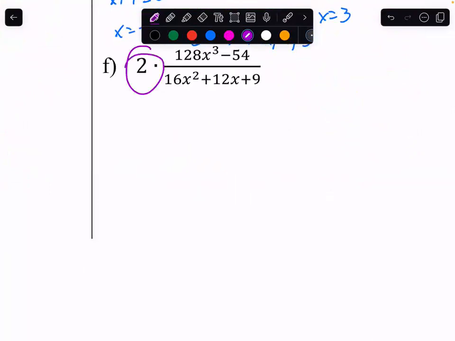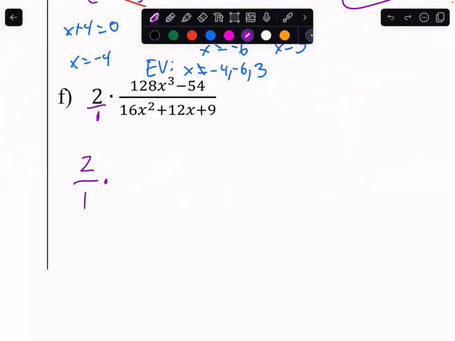So this is a multiplication problem, even though you only see one rational function. Technically this is also a rational function because you could put it over 1. So start the same way as always, factor each part separately. 2 is just 2, 1 is just 1. But here we can maybe do some stuff with this. Those are pretty big numbers, but I do see that they're both even. They both end in an even digit, so I know I can factor out a 2.